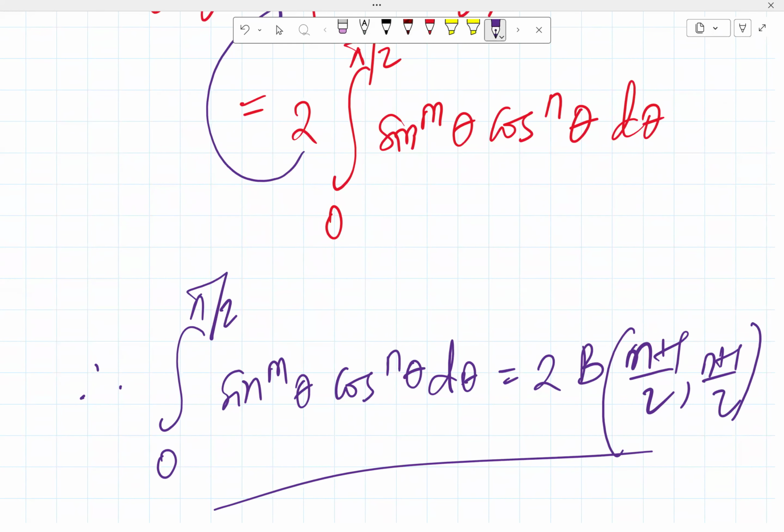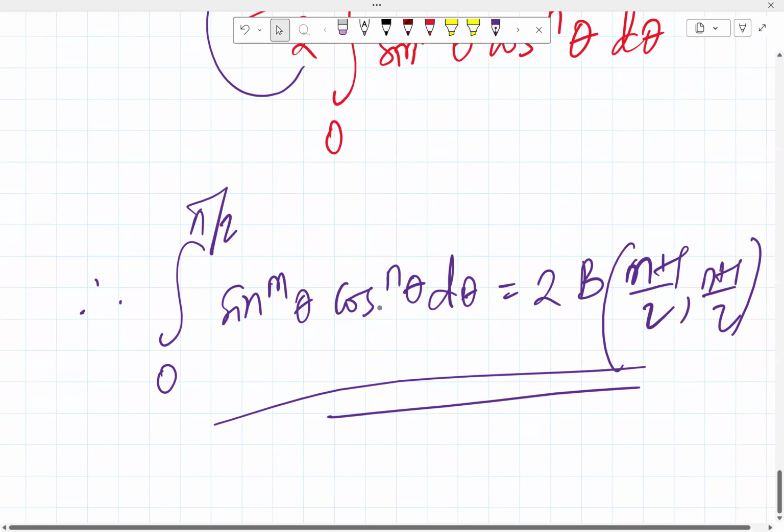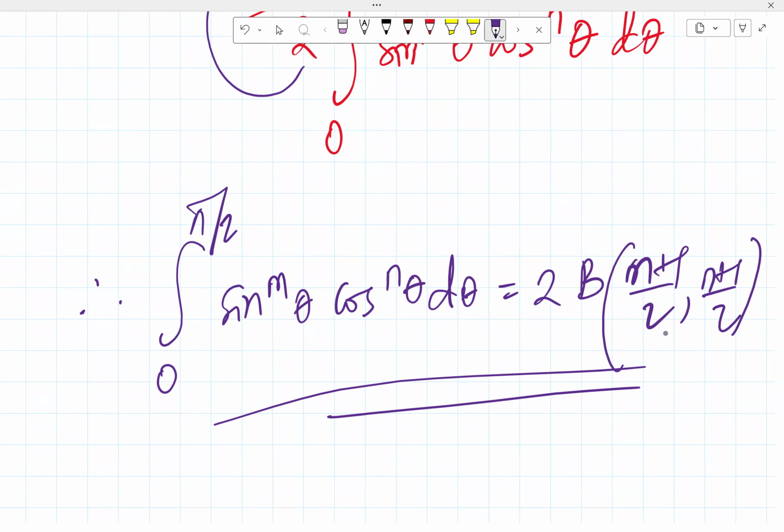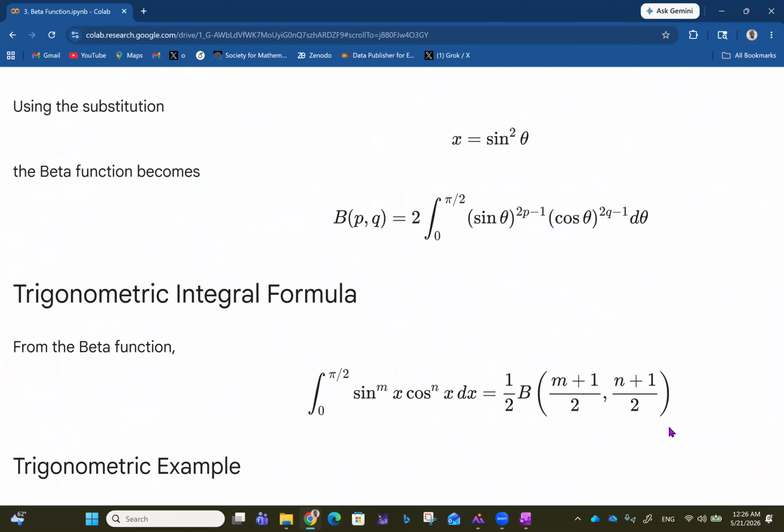So this now becomes a standard formula we can always use. If you have an integral looking like this from 0 to pi over 2, instead of stressing yourself out trying to multiply, you can just write out the beta function and you're good to go. So we'll see some examples of that, I believe.